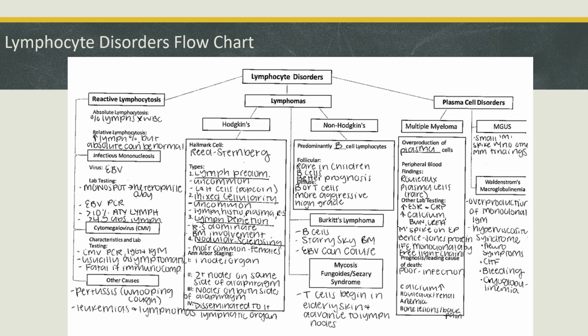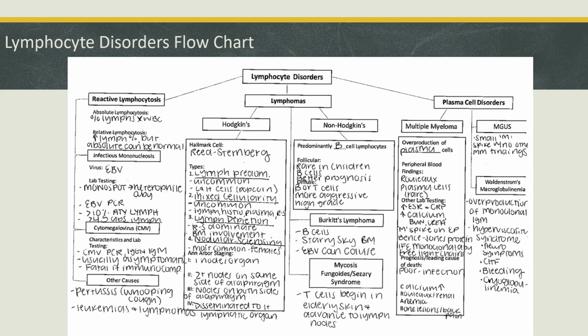All right, now moving on to our non-Hodgkin's, we are going to be looking at a predominantly B cell population of lymphocytes. And then we break it down into follicular versus diffuse. So this is really referring to the area of the lymph nodes that are more extensively infiltrated. So follicular, we're going to see is kind of rare in children. It is a B cell population, and these patients have a better prognosis. And then in terms of the diffuse, that can be B or T cells. It's usually more aggressive and a higher grade.